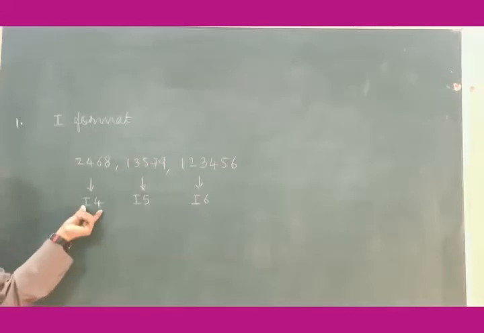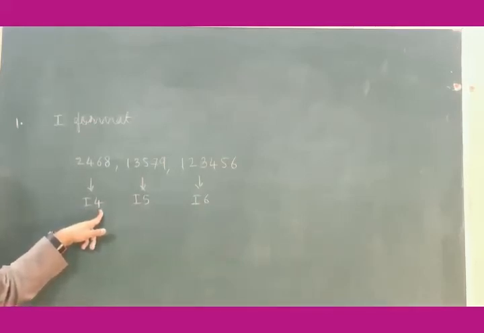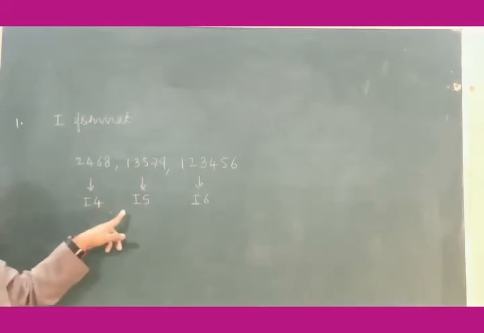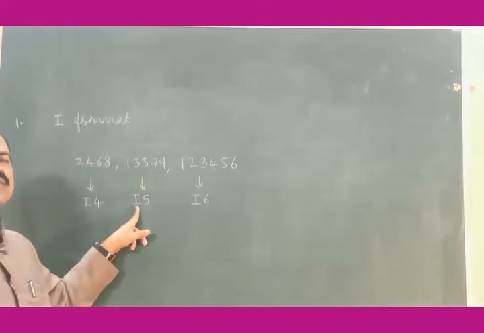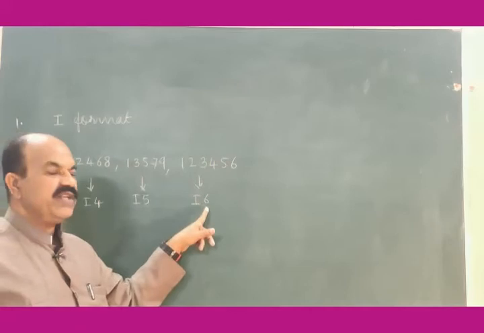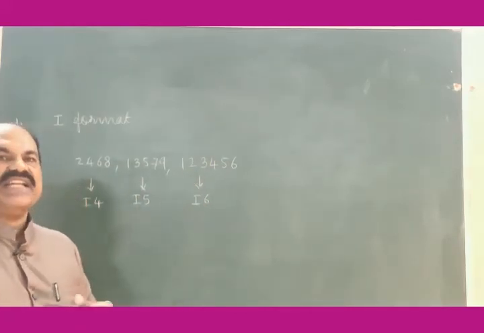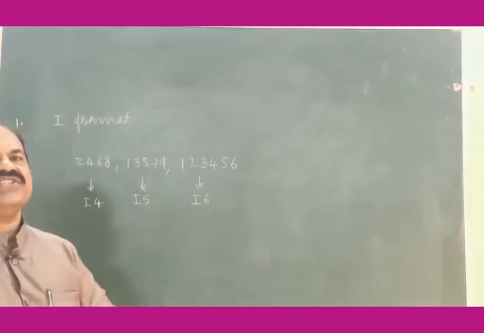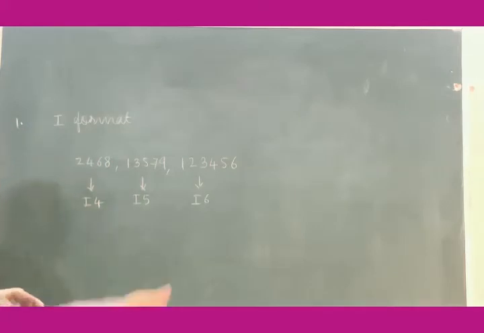What does this mean? What is the meaning of I4? The input data is an integer 4 digits long. What is the meaning of I5? The input data is an integer 5 digits long. What is the meaning of I6? The input data is an integer 6 digits long. Now, how to write this in the format statement? This way.